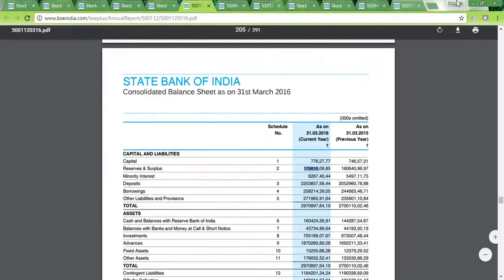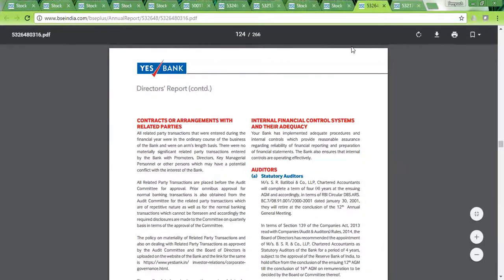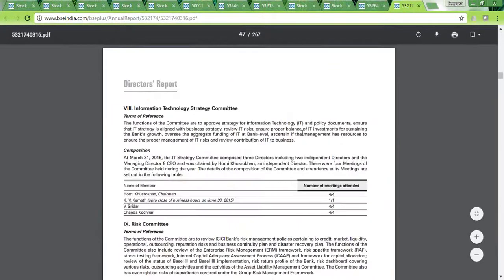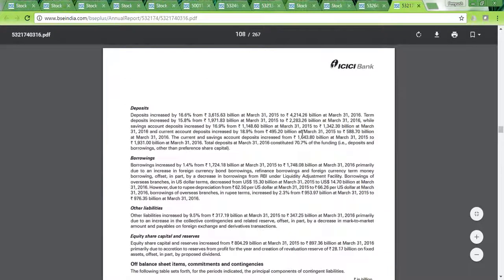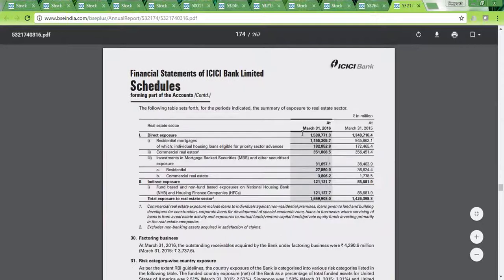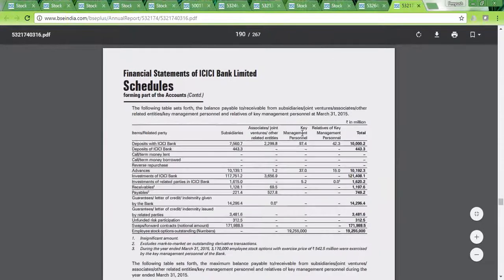Let's go to ICICI Bank. Do we have the annual report for? So we have the annual report for Yes Bank, and yes, here is ICICI Bank. I can go again in ICICI Bank and try and find out close to somewhere around page number 200 once again. Let's see.